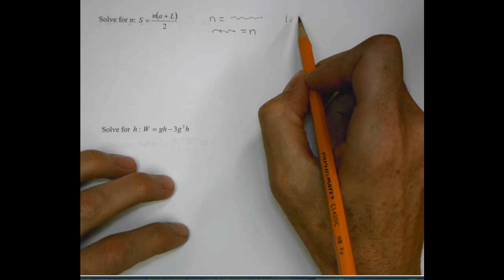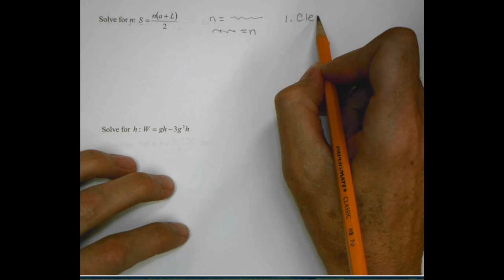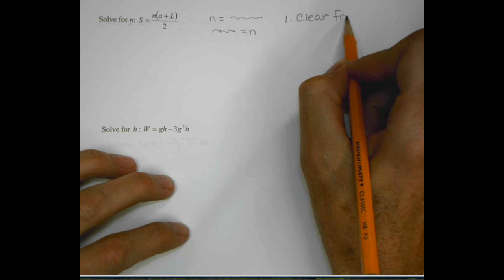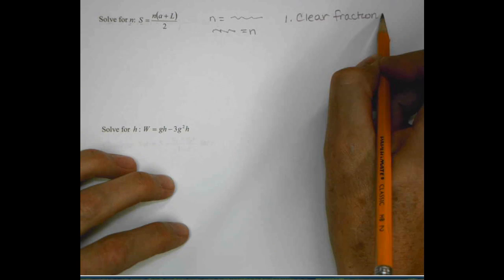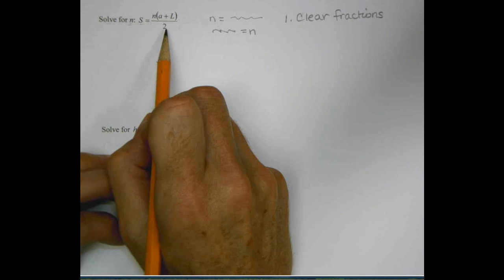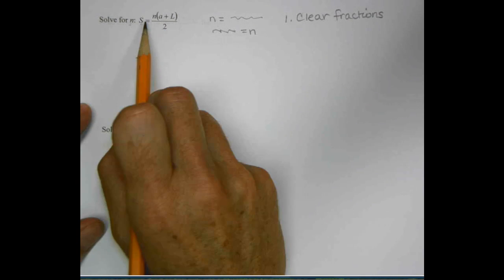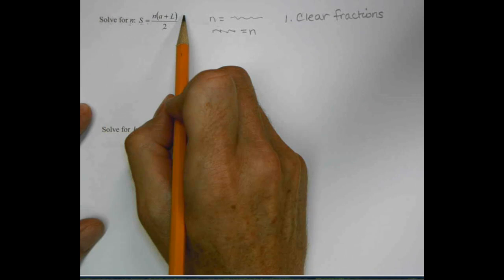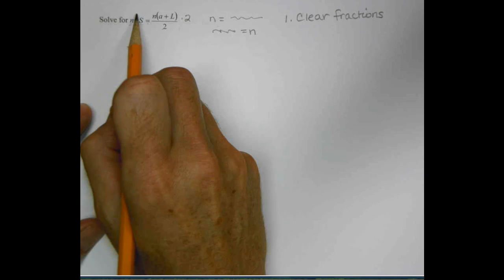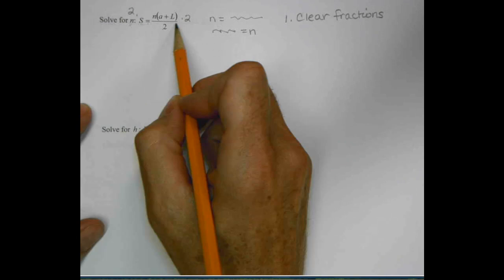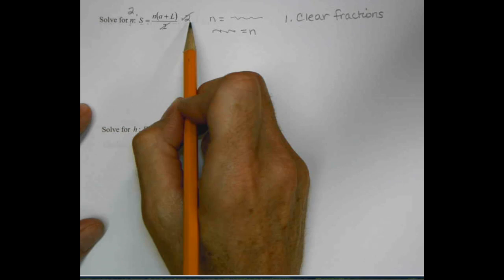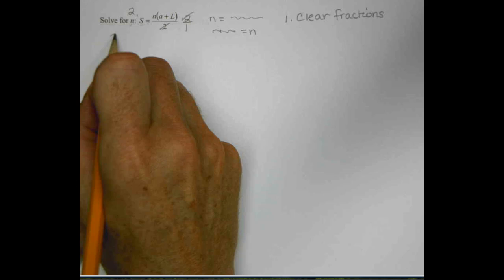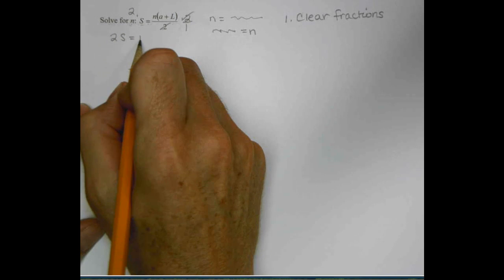The first thing I want to do to try to get n by itself is to clear the fractions. To clear this fraction, it's a 2, and I do have an equal sign, which is important because that means I can multiply both sides by any number that I choose. I choose to multiply by the 2 because I see that it will reduce away on the right hand side, and I'll just have a 2 on the left hand side.